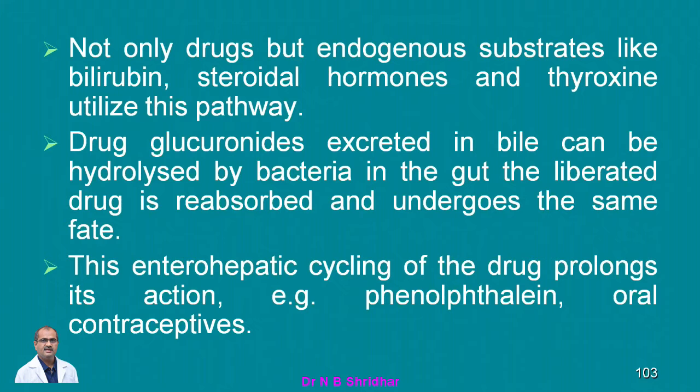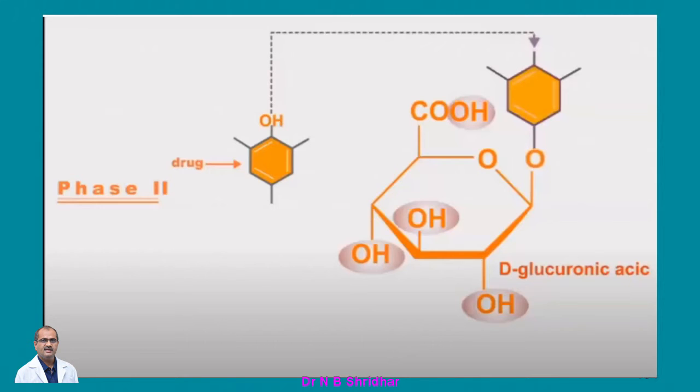So enterohepatic cycling means absorption of the drug into the body, then it goes to the liver, gets excreted in the bile, and is once again reabsorbed into the circulation. Examples are phenolphthalein dye and oral contraceptives. Most of these undergo enterohepatic cycling.